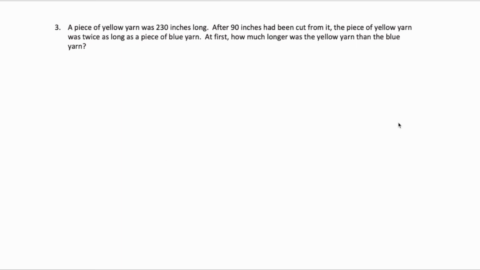A piece of yellow yarn is 230 inches long. After 90 inches has been cut from it, the yellow piece of yarn is twice as long as the piece of blue yarn. At first, how much longer was the yellow yarn than the blue yarn? All right, a lot of steps in here. Let's do a tape diagram to help us make sense of all of this.